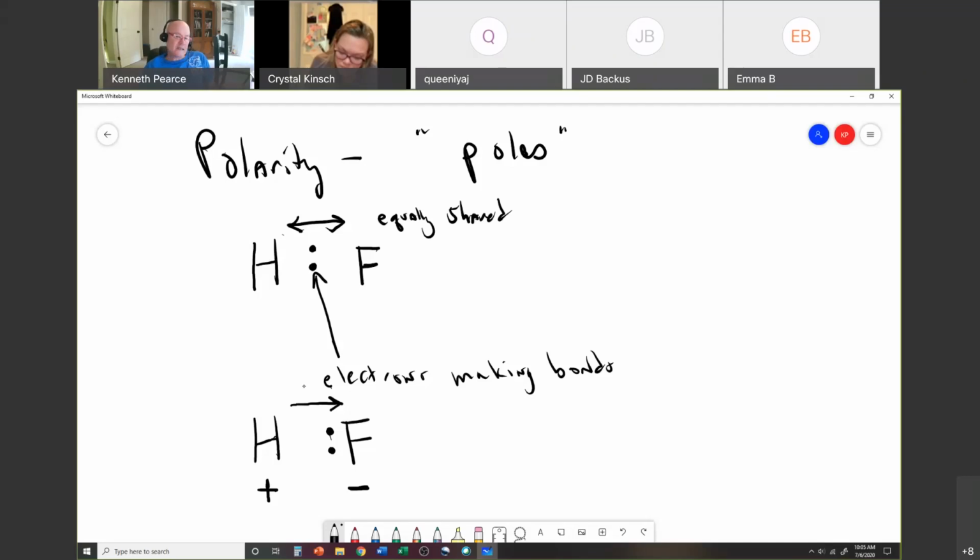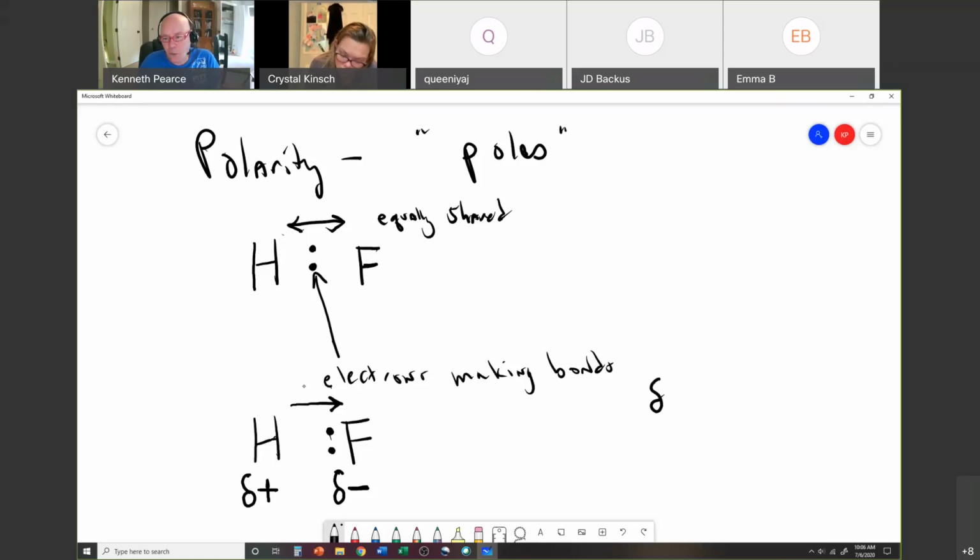Now, it's not an ionic compound. In an ionic compound, we have complete transfer of electrons from one atom to another. This is just pulling them over just a little. So when we say that it's over more on the fluorine, we'll say that this end is what's called a partial negative. And this end over here on the hydrogen, we'll call that a partial positive. Partial being a lowercase delta.